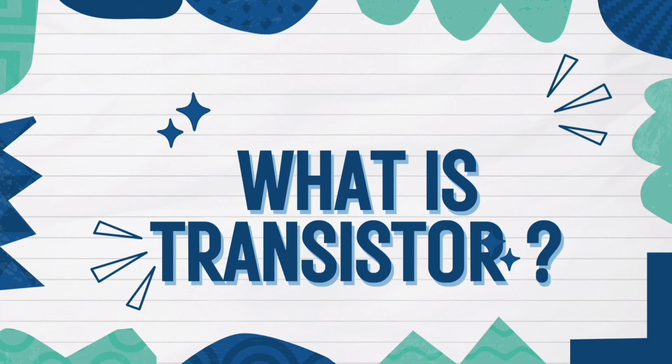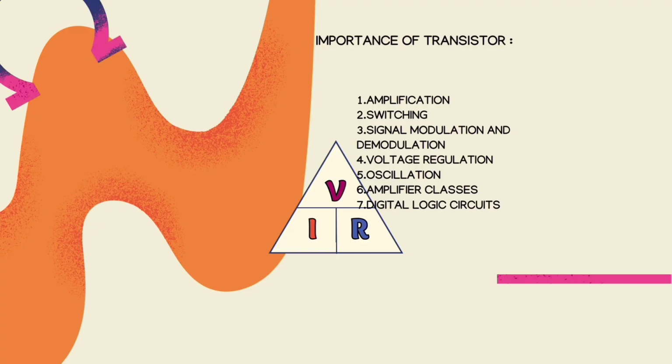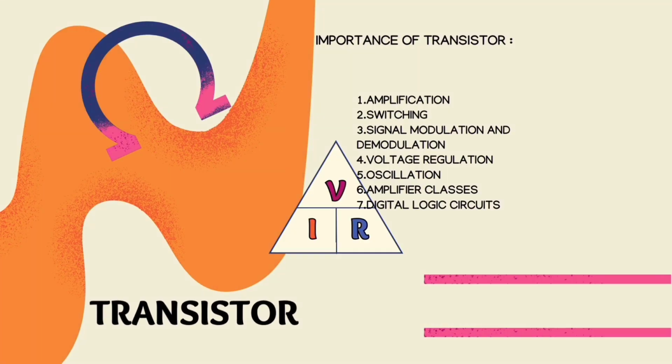Next, what is transistor? A transistor is a semiconductor device that acts as an amplifier, switch or signal modulator in electronic circuits. It consists of three layers of semiconductor material, the emitter, base and collector. Importance of transistors. The first one is amplification.